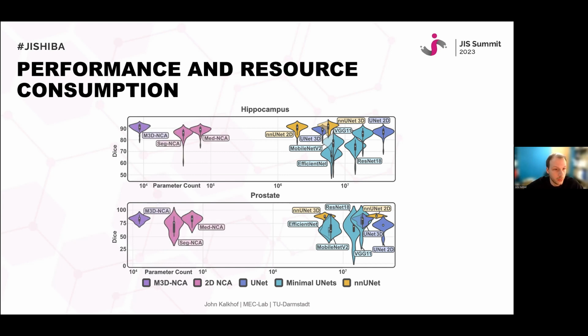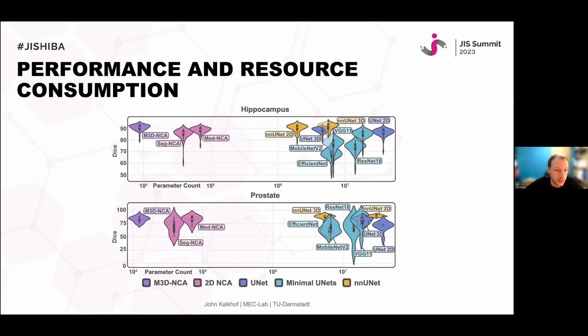And then on the other side, we have the NCA type architectures that have 2 to 3 orders of magnitude fewer parameters and are performing very well. So for the hippocampus task, we're having similar performance to the nnUNet to about 0.5%.